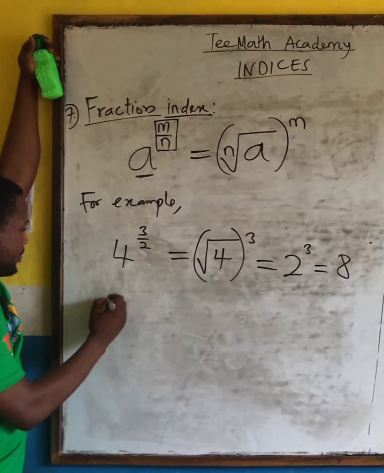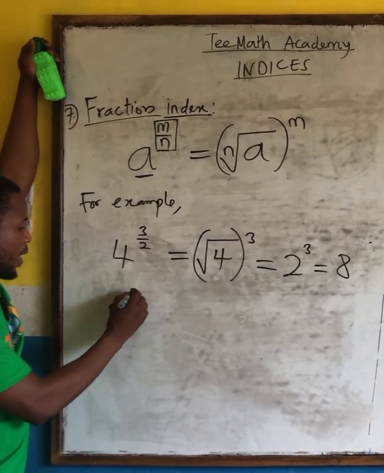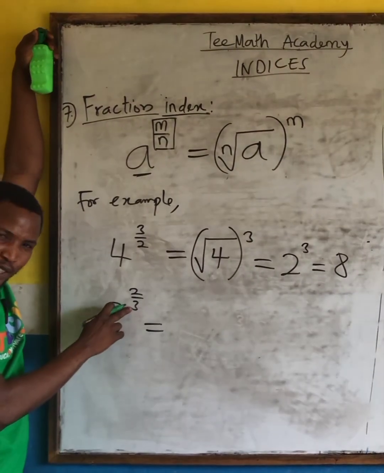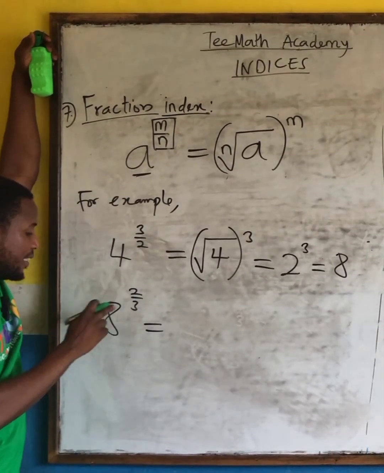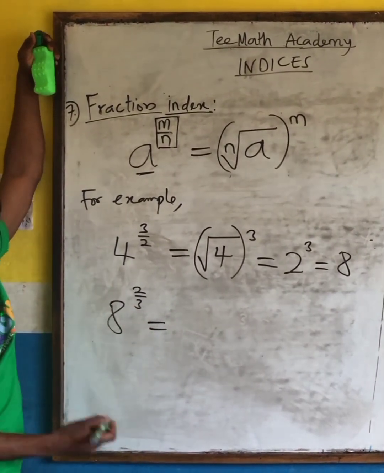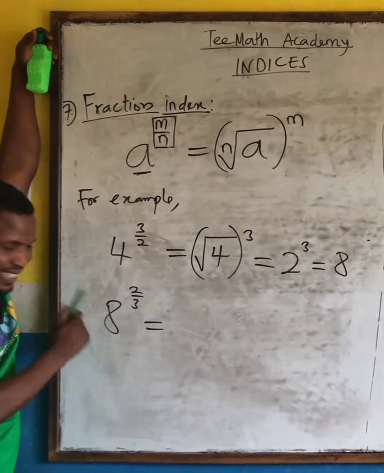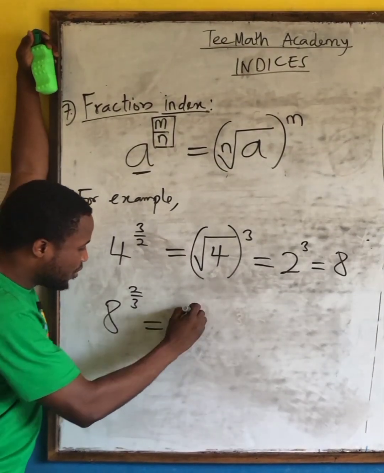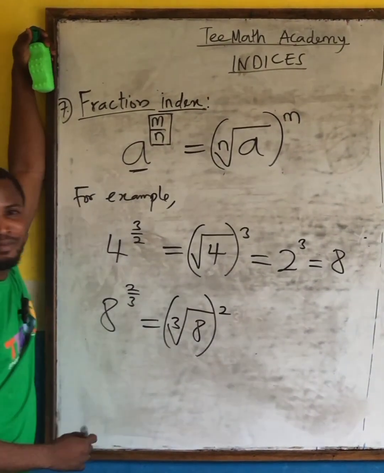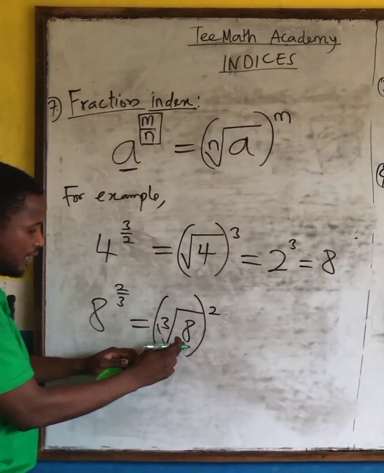I can also have 8 raised to power 2 over 3. Now, in this case, our denominator is the decider again, like I always said. The decider is 3, and I will now put 3 in root form. That will be the cube root of the base. Then I will say cube root of 8 raised to power 2. Then I now find the cube root of it. That is the number I multiply.